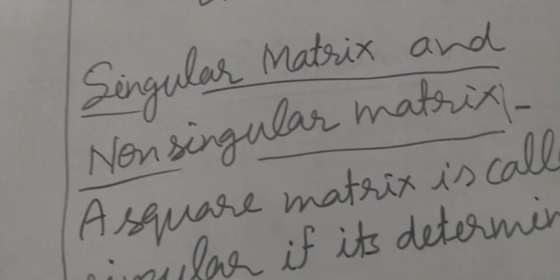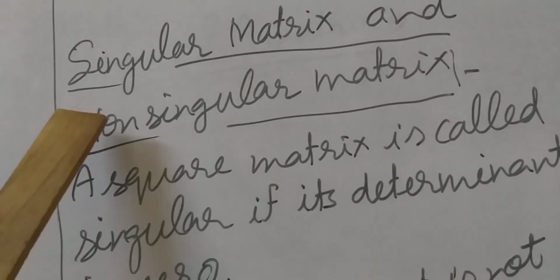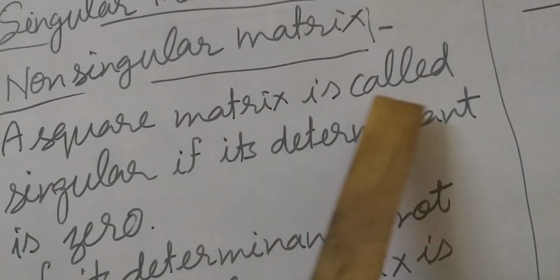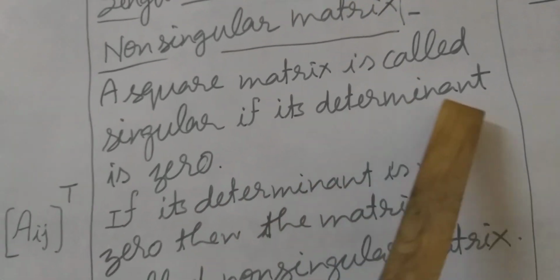Now come to the next topic. What is a singular matrix and a non-singular matrix, students? A square matrix is called singular if its determinant is 0.